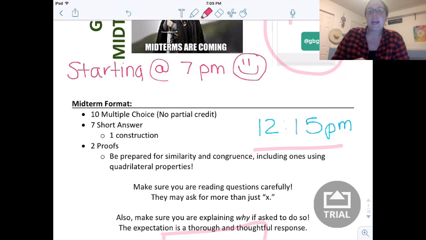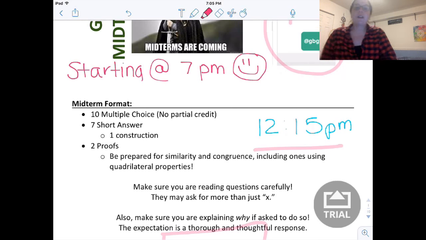And a couple tips before we get too far into actual content. Number 1, make sure you're reading questions carefully, right? A question might give you something and you might need to solve for X, but it might not just ask you to solve for X. So make sure you're reading and saying, do I need to plug it back in? Did I actually answer the question? The second thing would be make sure you're explaining why if you're asked to. Some questions might ask you for an answer and then ask why. And we really are looking at how thorough your responses are there. So please make sure that you're thorough and really explaining as best you can.